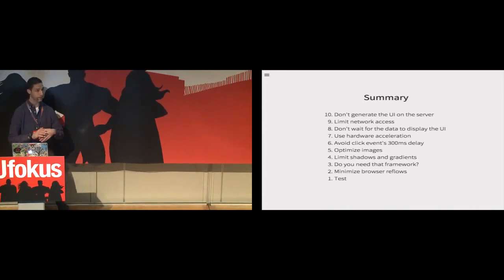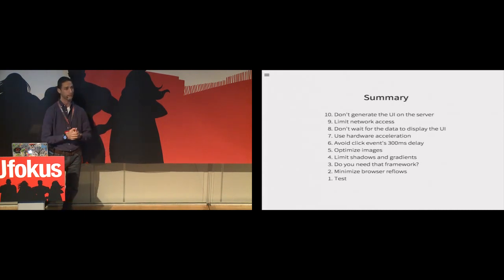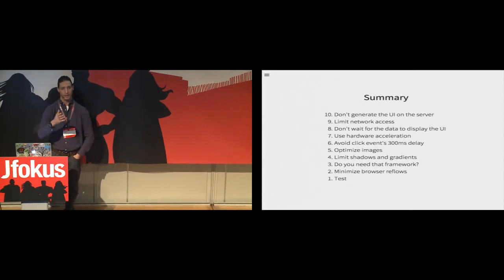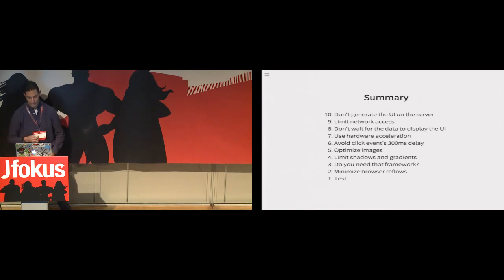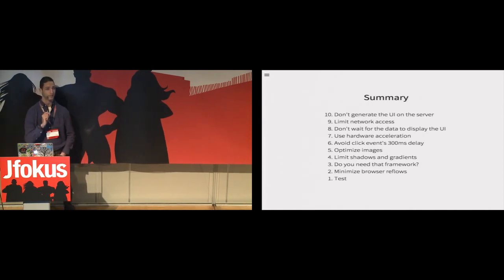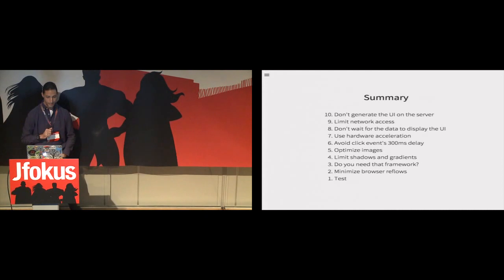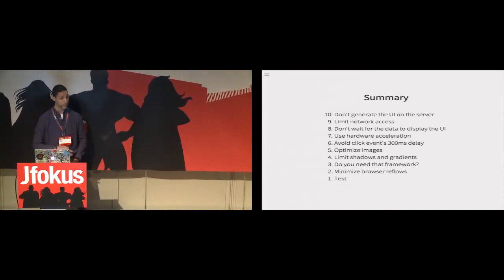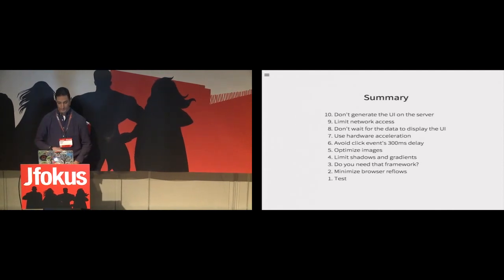Limit network access by caching dynamic static data. Limit the result heights and widths. Don't wait for the data to display the UI, render the UI always, then respond with the data to update your UI, like AngularJS templating, what they do. Use hardware acceleration, transformation properties of CSS. Avoid click events using fast click. Optimize images, whatever is possible.